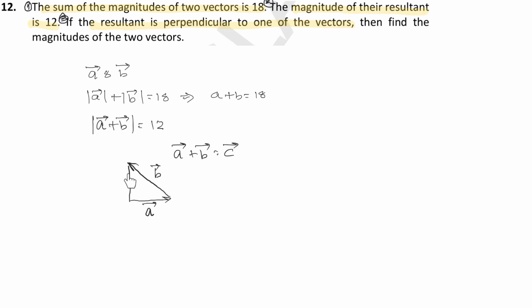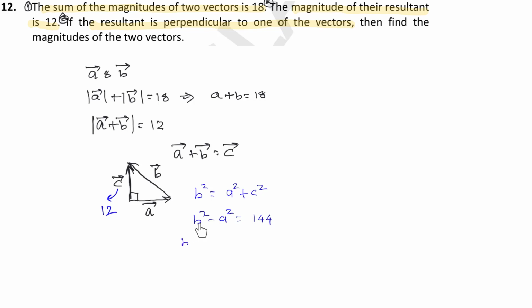So this is your resultant vector C, which is perpendicular to vector A. Using Pythagoras theorem, we can write B square is equal to A square plus C square. So B square minus A square is equal to C square, and magnitude of C or length of side C we know is 12. So this is 12 square, that is 144, and A plus B is 18.